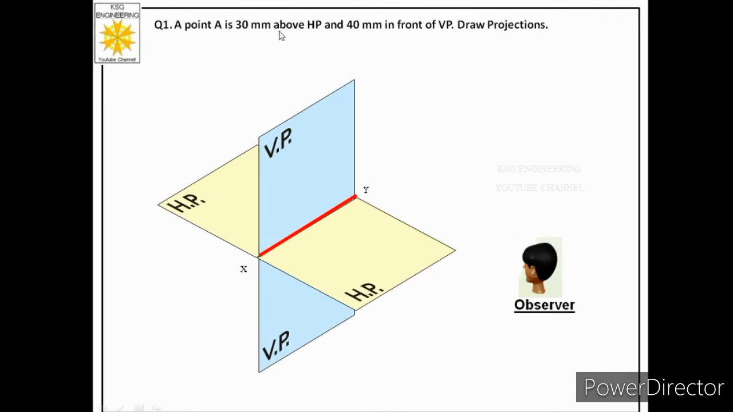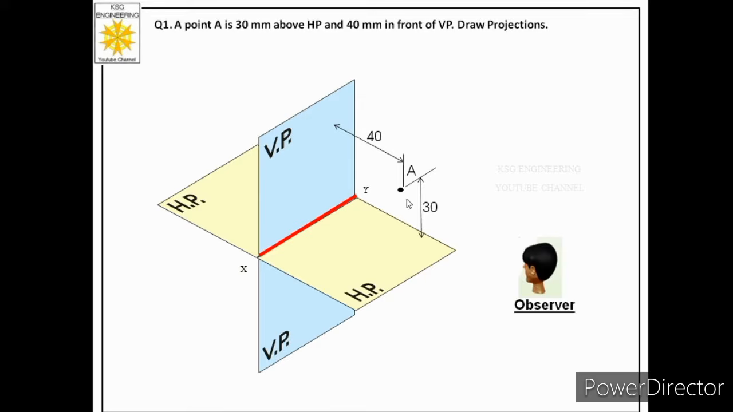So this word above HP and this word in front of VP tells us that point is in the first quadrant, because in the first quadrant the position of the point is defined as above HP in front of VP. This we have learned in quadrants lecture. So let us place the point in the first quadrant. So name of the point is capital A. So over here he says 30 mm above HP. So it is placed at 30 mm from HP, and it is 40 mm in front of VP.